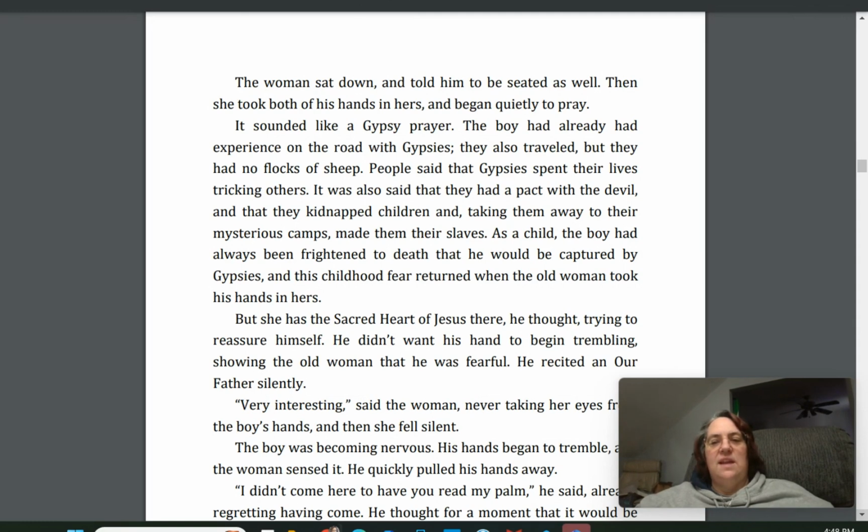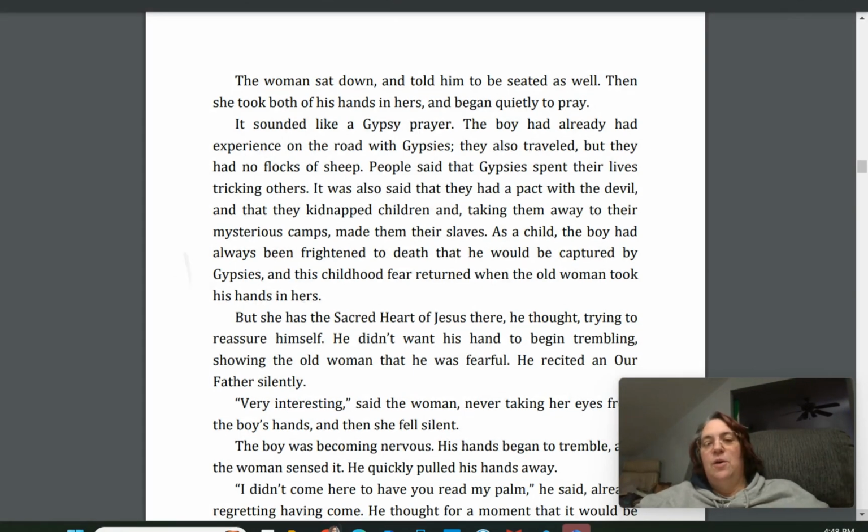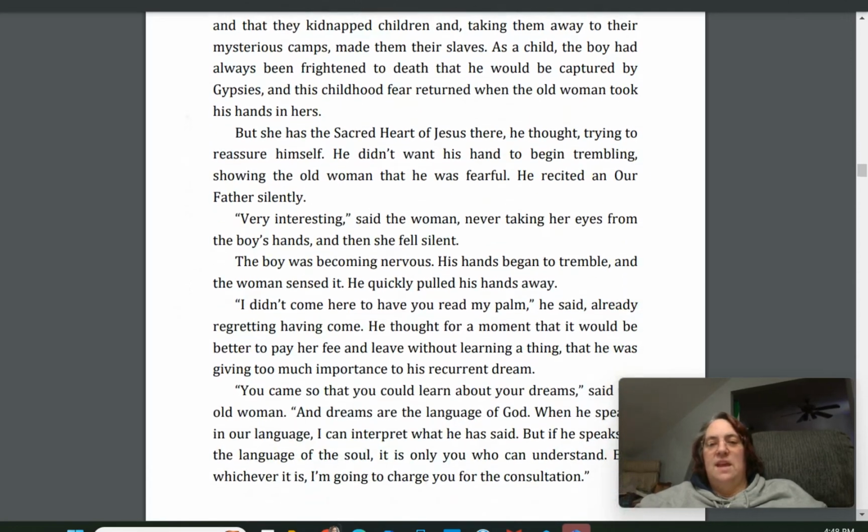It was also said that they had a pact with the devil, and that they kidnapped children, and taking them away to their mysterious camps made them their slaves. As a child, the boy had always been frightened to death that he would be captured by gypsies, and this childhood fear would return when the old woman took his hands in hers.